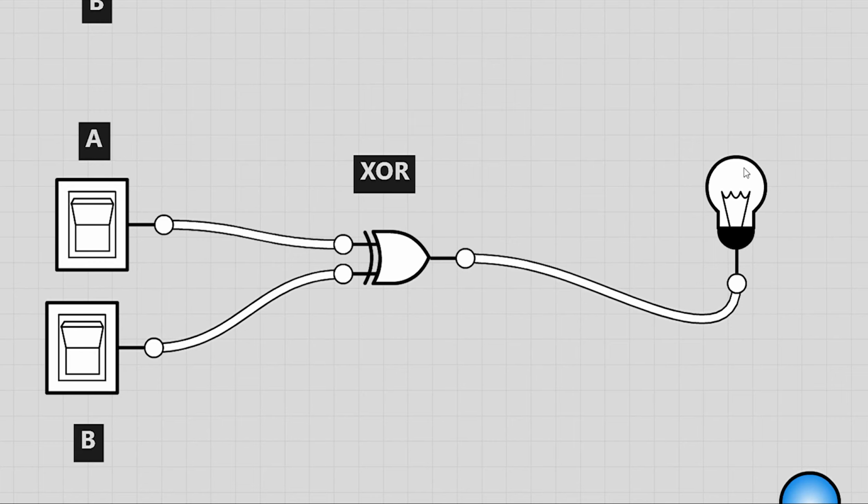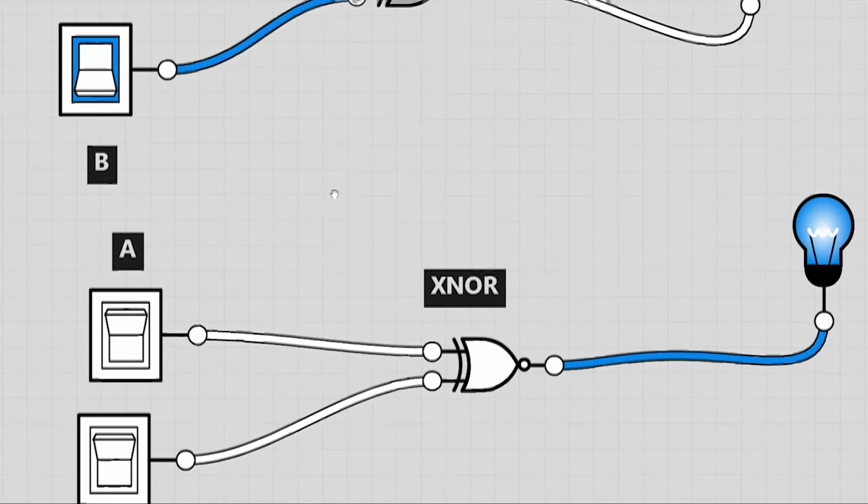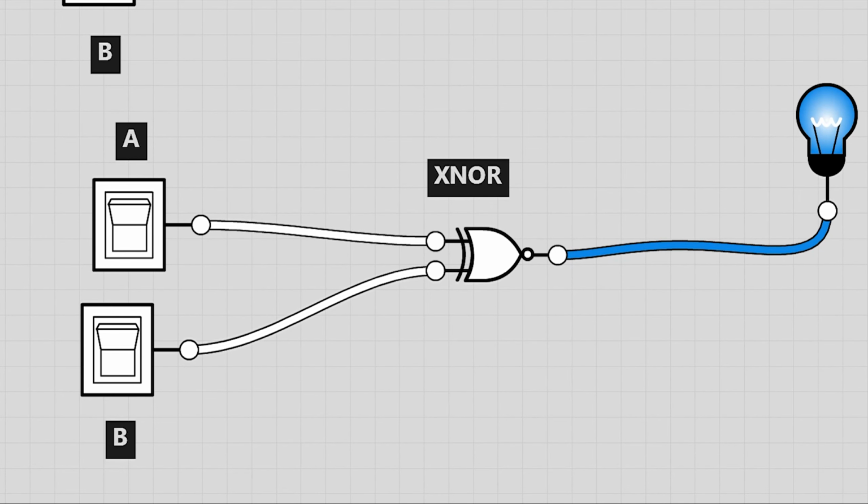When both the inputs are 0, the output is 0. When one input is 1 and the other input is 0, the output is 1. When both the inputs are 1, the output is 0. Now we'll move on to the next gate, the XNOR gate.